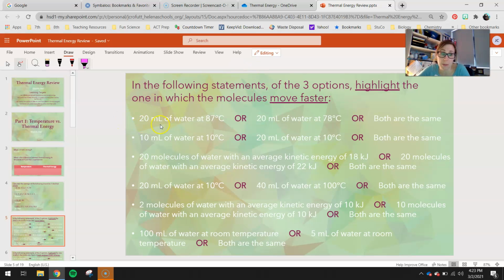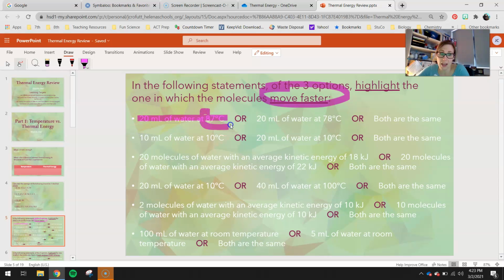So if we look at our first one, 20 milliliters of water at 87 degrees Celsius, or 20 milliliters of water at 78 degrees Celsius, or both are the same, only one of those is correct, and it happens to be this first one. They're the same size, but size doesn't matter when we're looking at molecule speed. So we're looking at the one with the higher temperature, which tells us they all have a higher kinetic energy, therefore are moving faster. Okay, so go through the other ones of these. You got 1, 2, 3, 4, 5 more examples to do. Again, there's 3 options. Choose the one option that has your molecules moving faster.